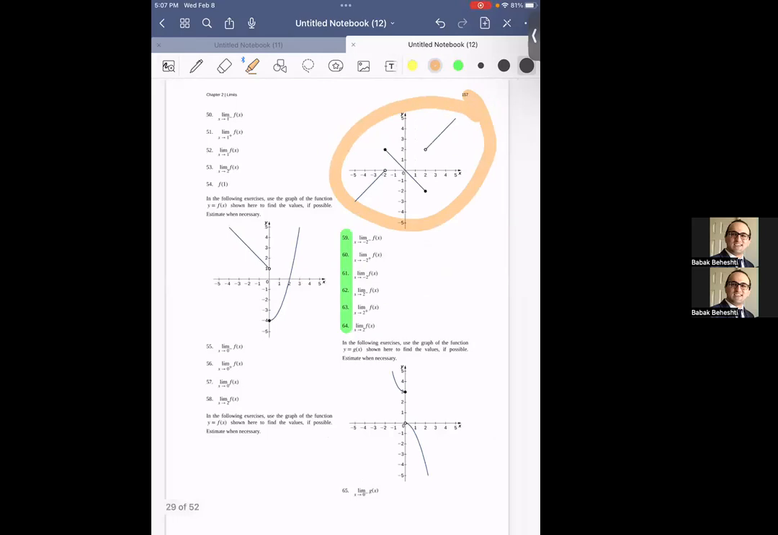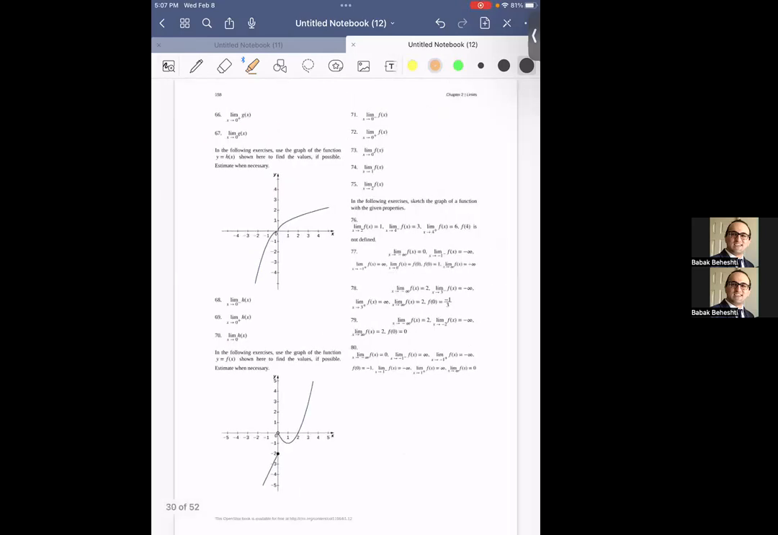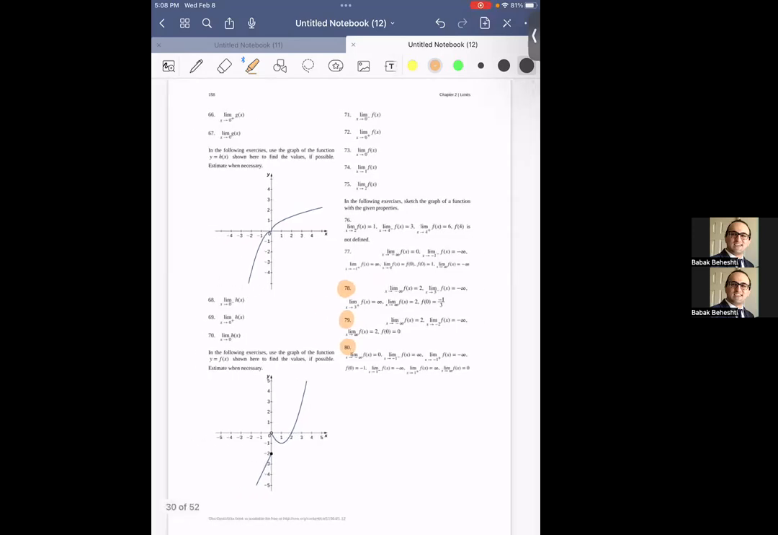And when you do that, do 50, 78, 79, and 80 on page 158.